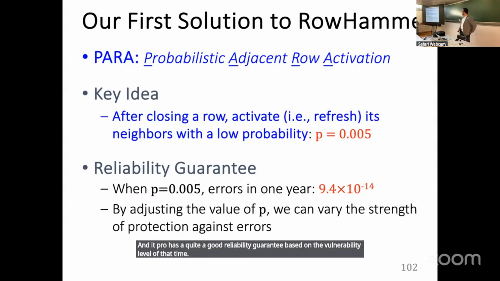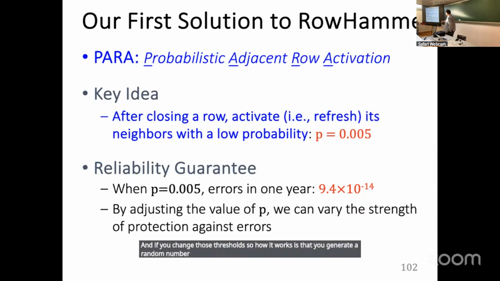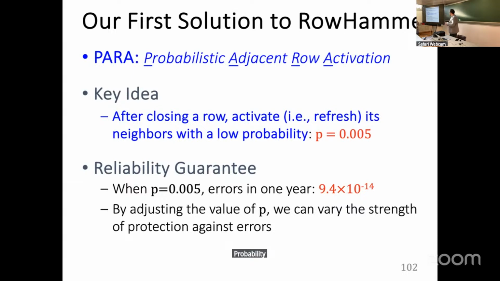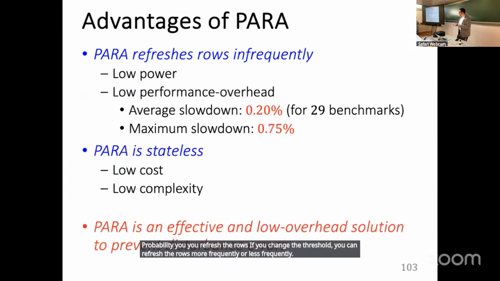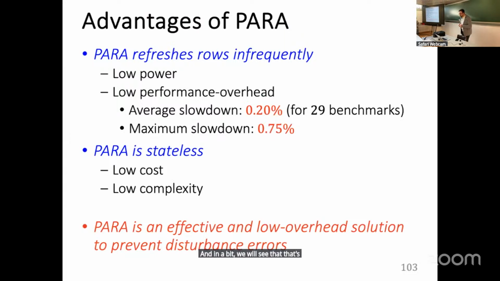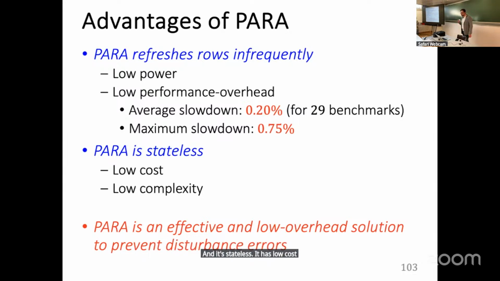And if you change this threshold, so how it works is that you generate this random number, you compare that random number against this threshold. So the random number is between 0 and 1. And if it is smaller than this, basically 0.5% probability, you refresh the rows. If you change this threshold, you can refresh the rows more frequently or less frequently. And in a bit, we will see that that's exactly what Intel did. So PARA refreshes rows infrequently, so it doesn't incur a lot of power and energy overheads, and it's stateless. It has low cost and low complexity, and it's effective.